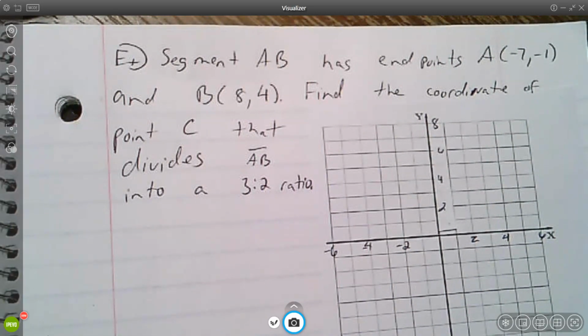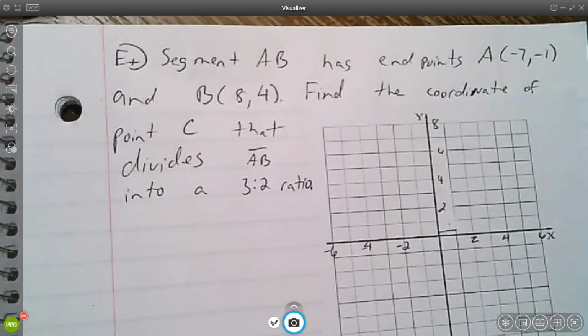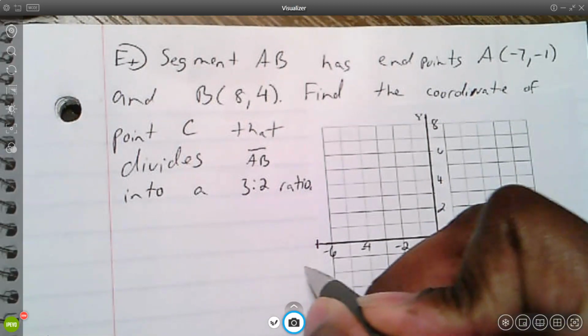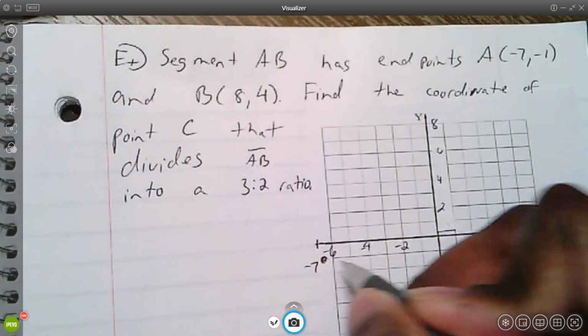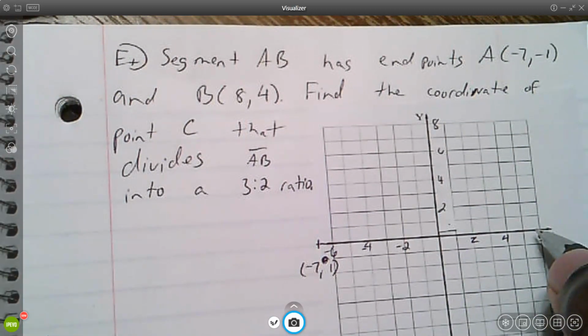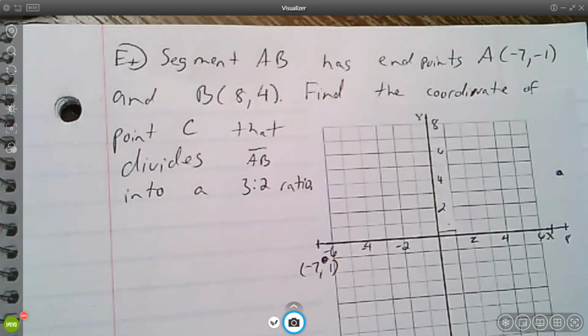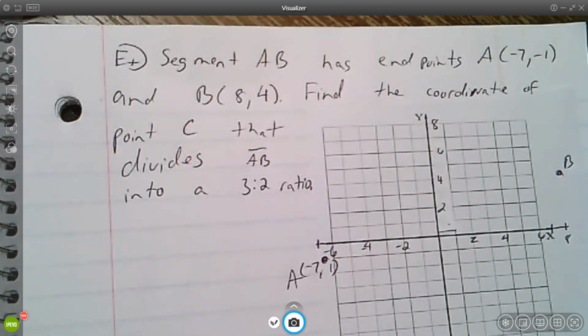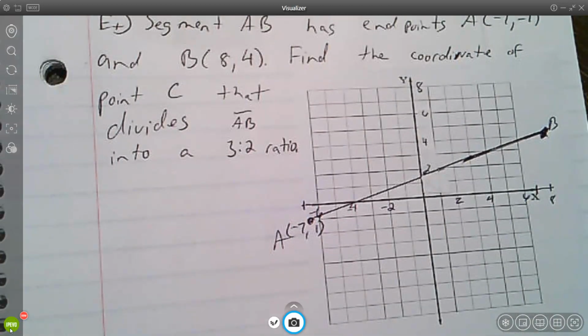I'm explaining this multiple ways, and this is one where I think you can remember it and do well with it. Here is our graph of points A and B. A is at (-7, -1), so -7 is here, and that's the coordinate. The other coordinate is at (8, 4). So those are the endpoints. This is A. This is B. Now connect those dots.